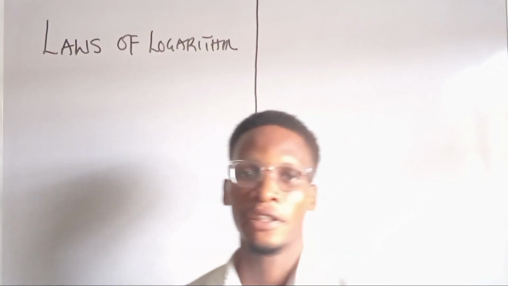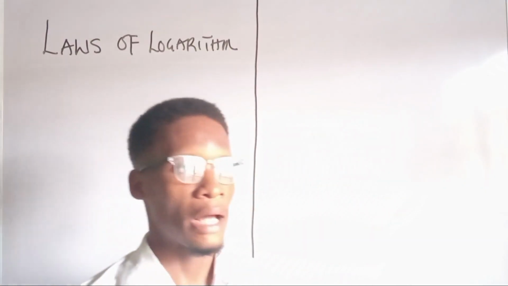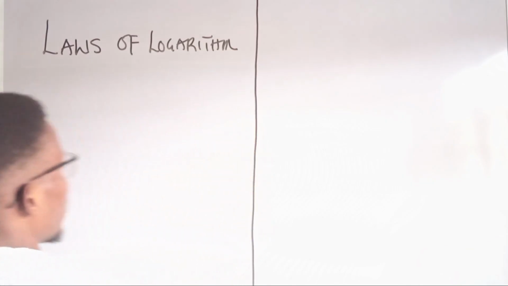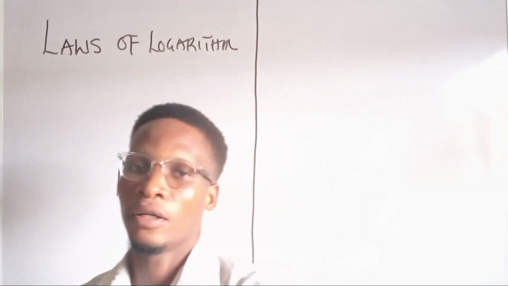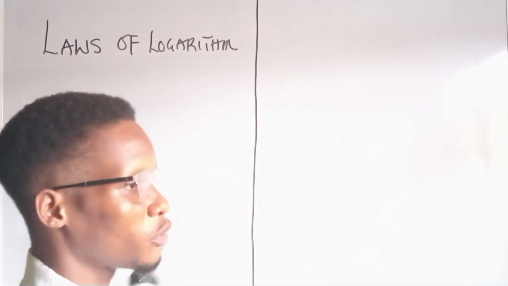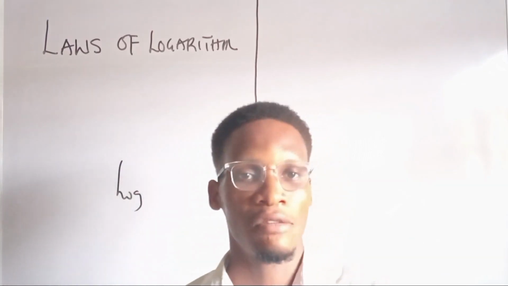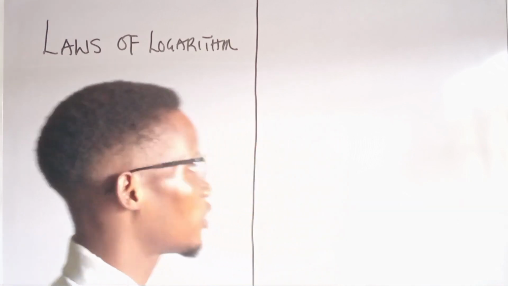Before now, we've already treated the definition of logarithm, where I stated when it is in its logarithmic form and when it is in its index form. That is when they are transferring from logarithmic form to index form, or from index form to logarithmic form. And we will solve some examples. So do well to check the video.